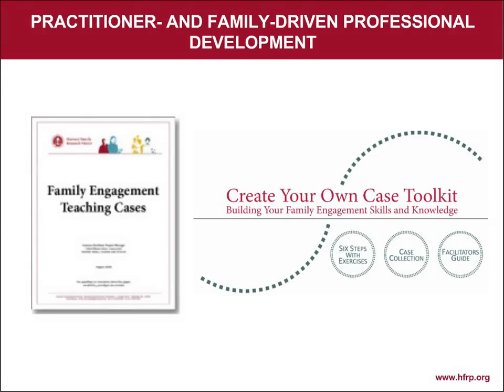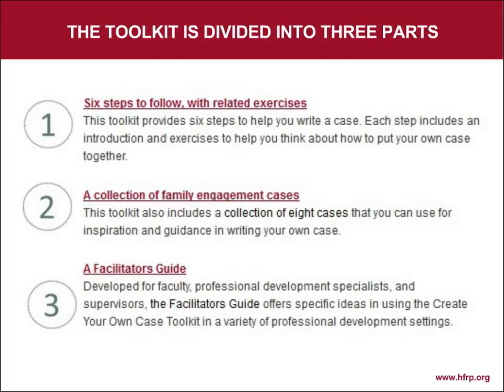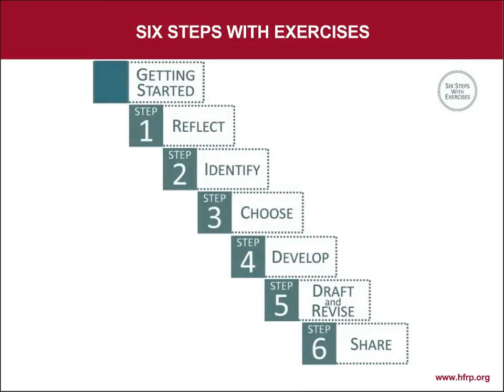So what I want to do is take you through a little walk through what the toolkit has to offer. So the toolkit is divided into three parts. The first part are 6 steps to follow with related exercises. The second component of the toolkit is a collection of family engagement cases. And the third component is a facilitator's guide. So let's take another deep look in and see what each of these components include.